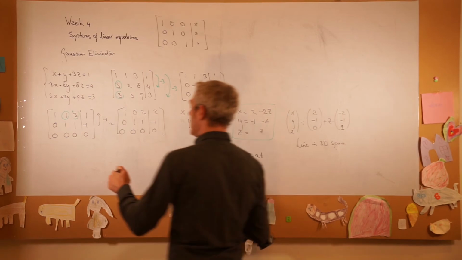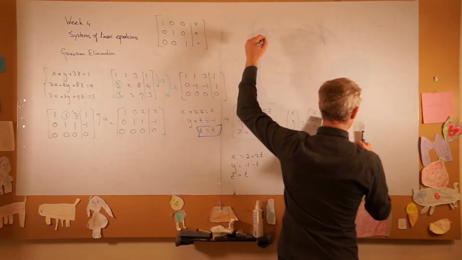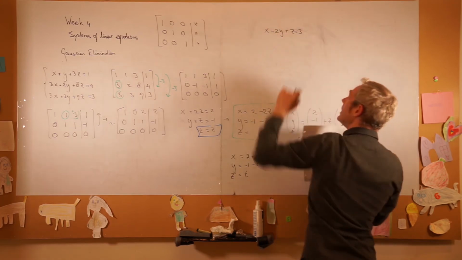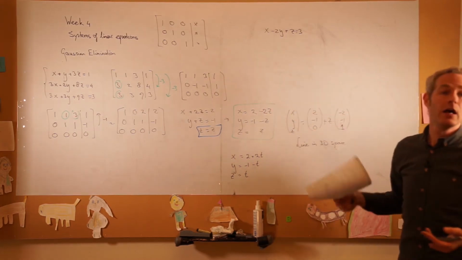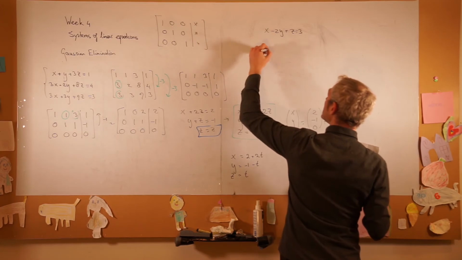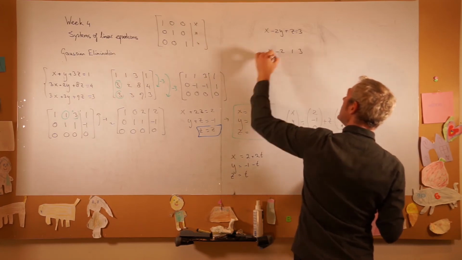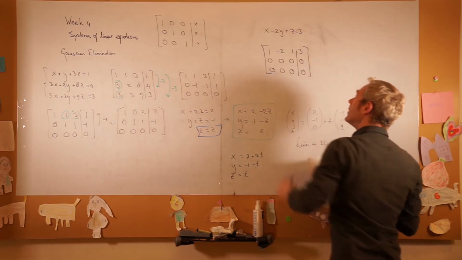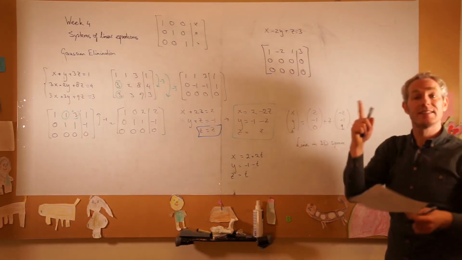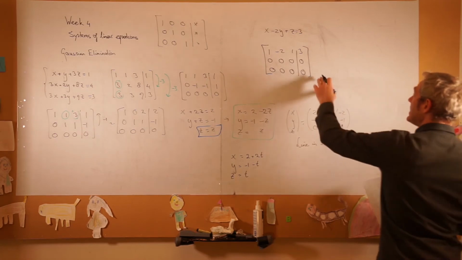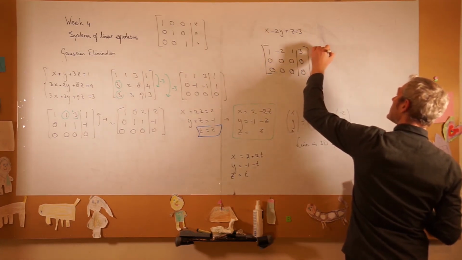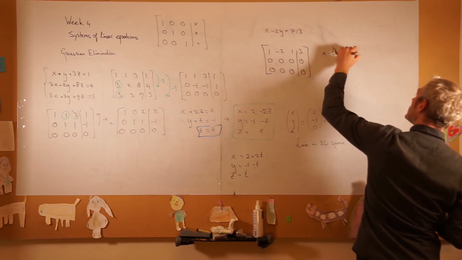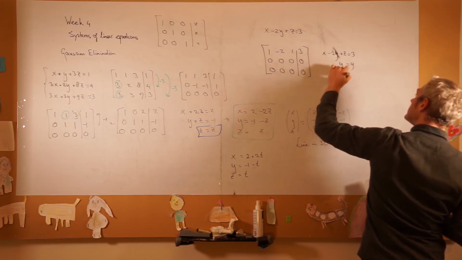If we take, for example, the equation x minus 2y plus z is equal to 3, but we then have no other information for this set of equations, we can write this as 1, minus 2, 1, 3, but zeros everywhere else. And the augmented matrix of this single equation, which does end up as a plane, is this. And this would yield x minus 2y plus z is equal to 3, y is equal to y, and z is equal to z.